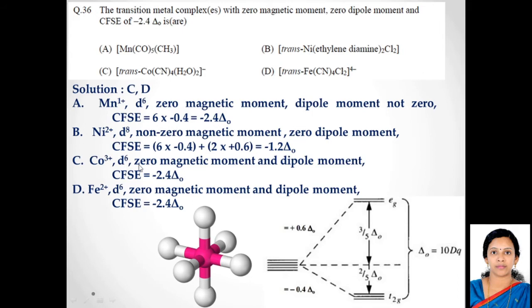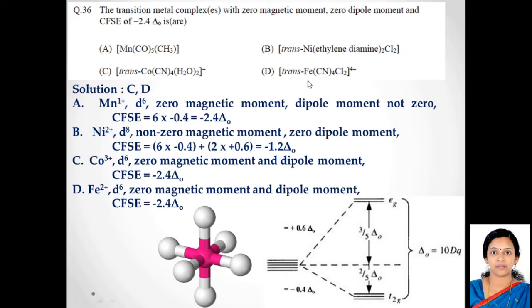Let's look at the crystal field stabilization energy. 6 electrons in t2g and 0 electrons in eg. So the crystal field stabilization energy is 6 multiplied by minus 0.4, which will give you minus 2.4 delta O. So this is correct. It satisfies the 0 magnetic moment, 0 dipole moment, and the crystal field stabilization energy is also minus 2.4. So that is correct.